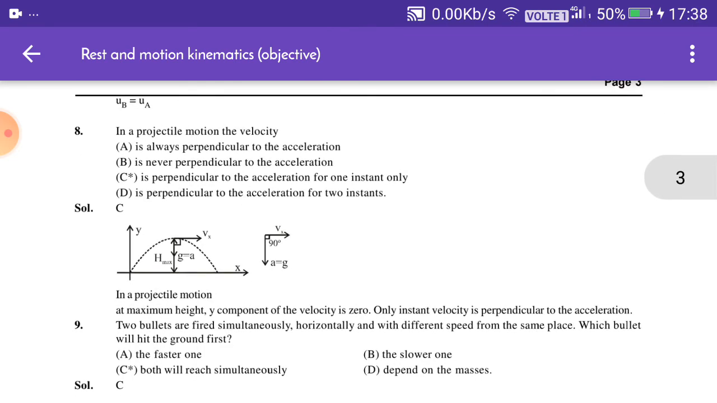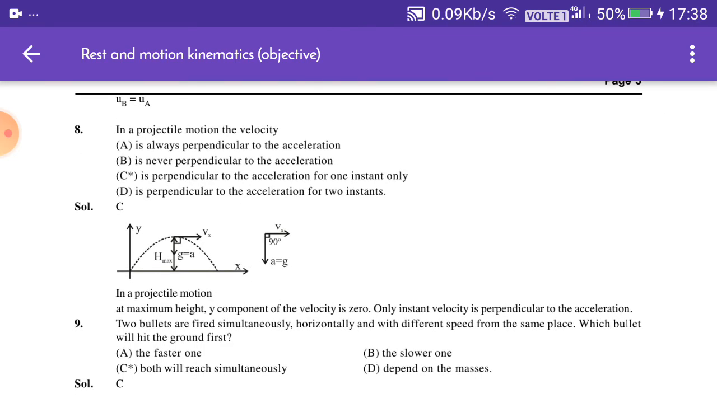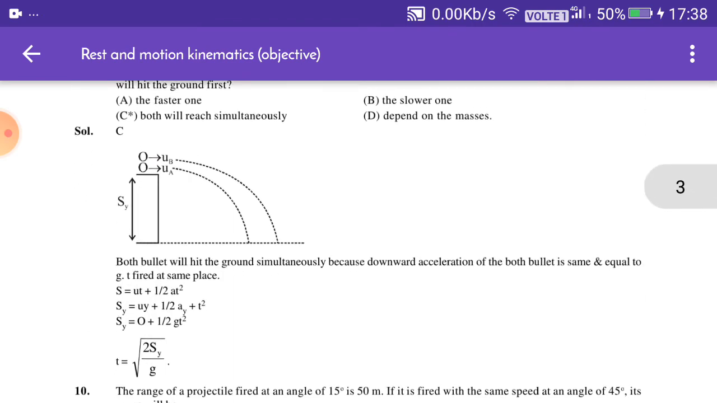Next one, in a projectile motion, the velocity will be perpendicular to the acceleration for an instant. See, if the velocity is in a straight line, then perpendicular to it only will be what? Acceleration. You can see in this figure, there is a projectile. The Vx is the velocity at the maximum height, H max. And where will be the g? It will be in the downward direction, so it is perpendicular for an instant only.